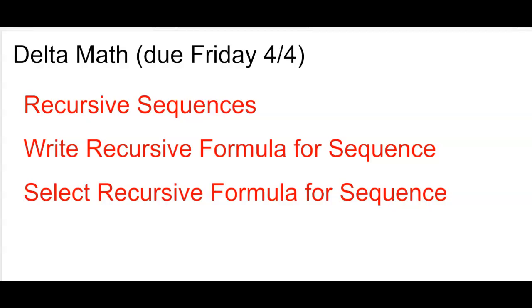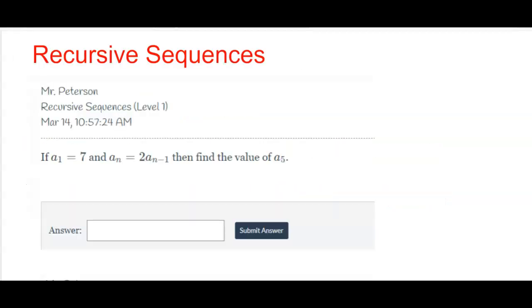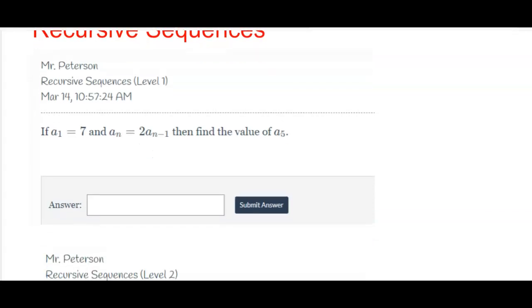Third task is titled select recursive formula. So I'm just going to quickly go through all 3 of those so that you can get started on it. The ones that say recursive sequences look like this. So it gives you the first term, and then it asks you for the 5th term. Right? So we need to make a list in order to do that. So my first term is 7, and then I have term 2, term 3, term 4, term 5. This is the one that I want.